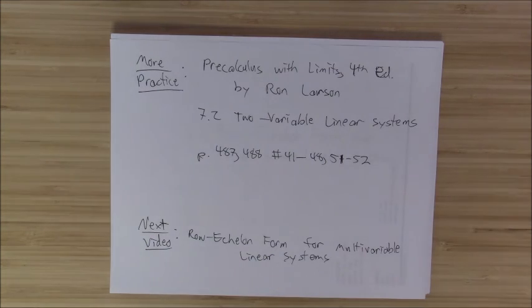For more practice in working some of these applications, be sure to see the textbook pages 487 and 488. In our next video, we will be talking about row echelon form for multivariable linear systems.